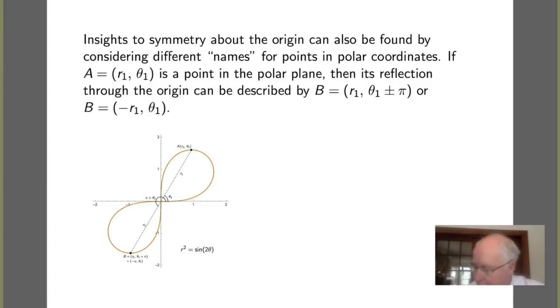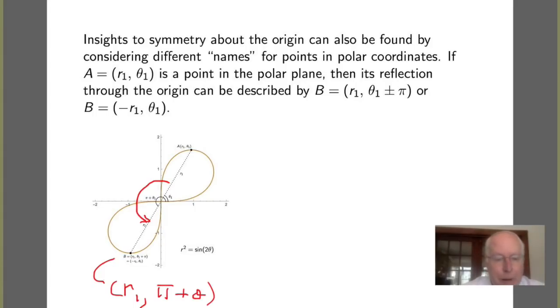One way to get from A to B is to go an extra pi around the circle, so add pi to theta 1. And if we again get this coordinate, the same r value r1, but with the angle pi plus theta 1, then we have the point symmetric about the origin. Another way to get that point is the following, though. We could also go in the direction theta 1, but then instead go back distance r1. So we could also have this point as (minus r1, theta 1).